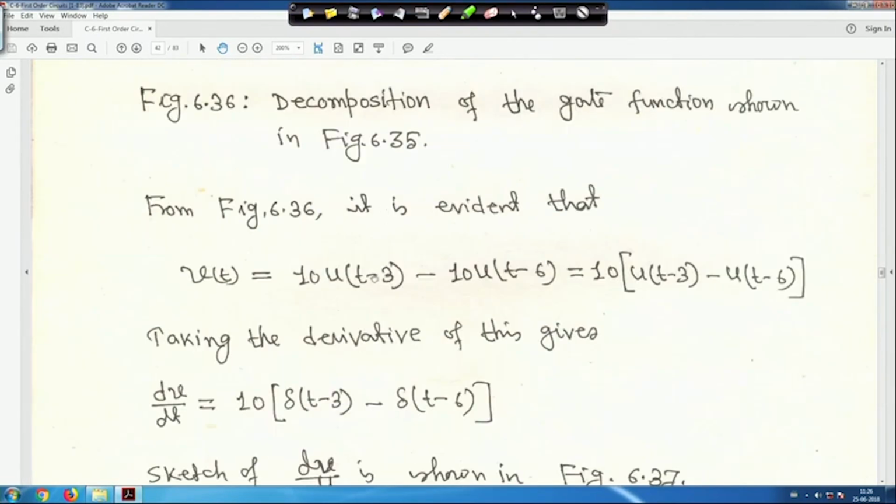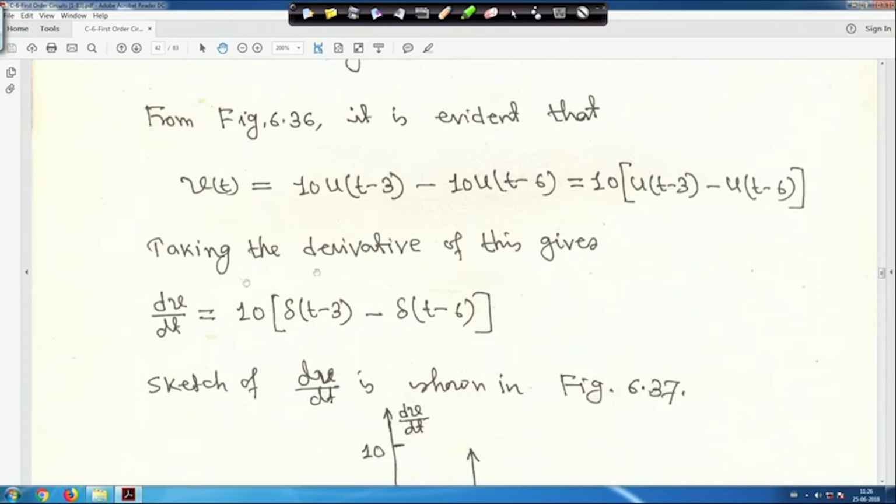That means it will be 10 times u(t minus 3) minus u(t minus 6), taking 10 common. This is your representation of Vt, the gate function. And if you take the derivative, dv by dt, it will be your delta function, the impulse function. It will be 10 delta(t minus 3) minus delta(t minus 6).